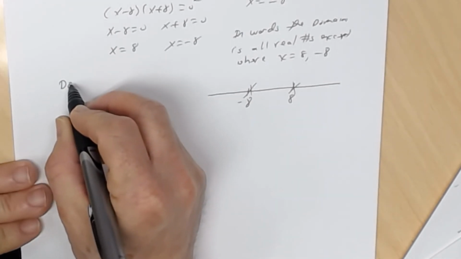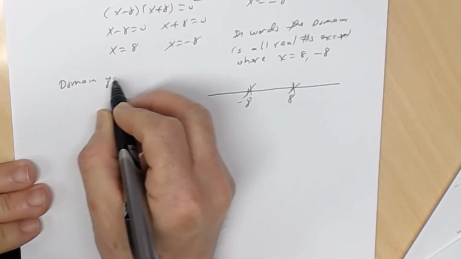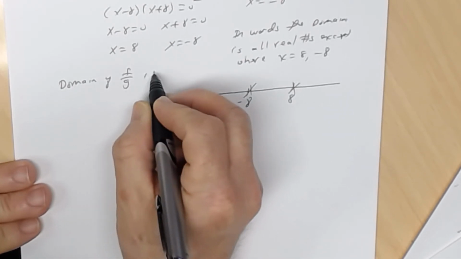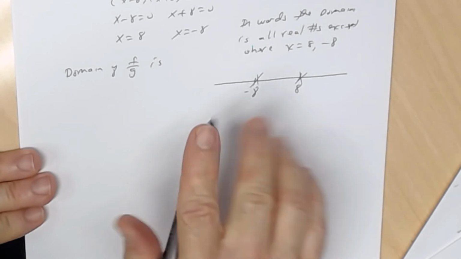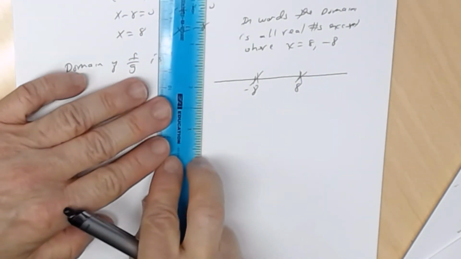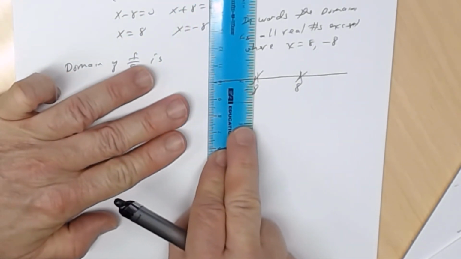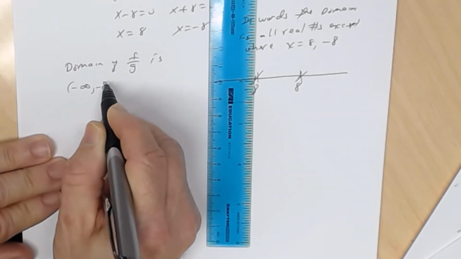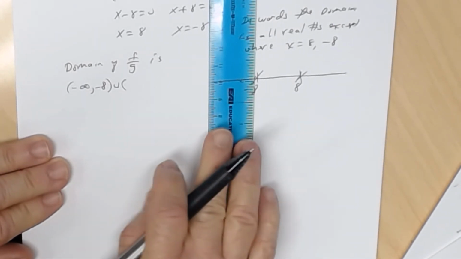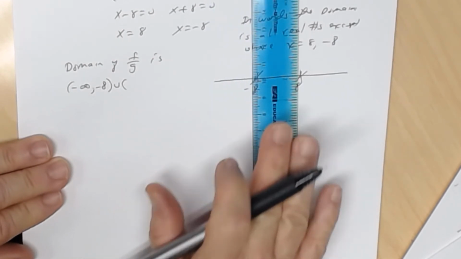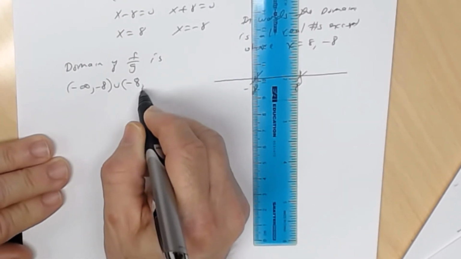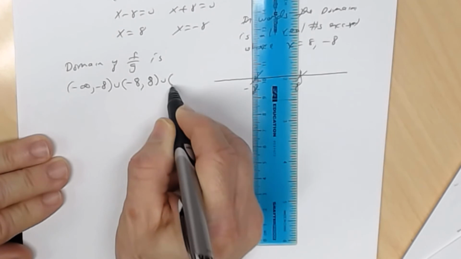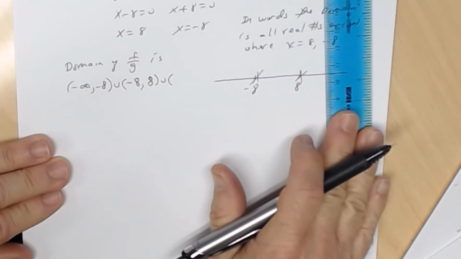So in terms of interval, you're going to say the domain of f divided by g is, and then you do each one. You're going from negative infinity to negative 8, parentheses, union, and then from negative 8 to positive 8, union, and then from 8 to infinity.